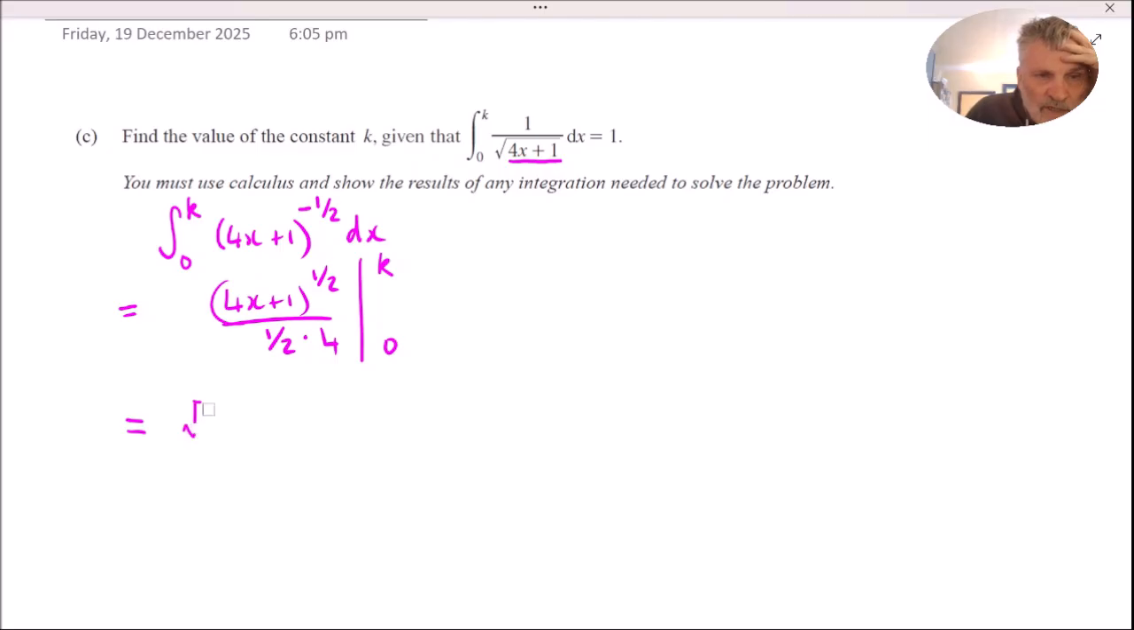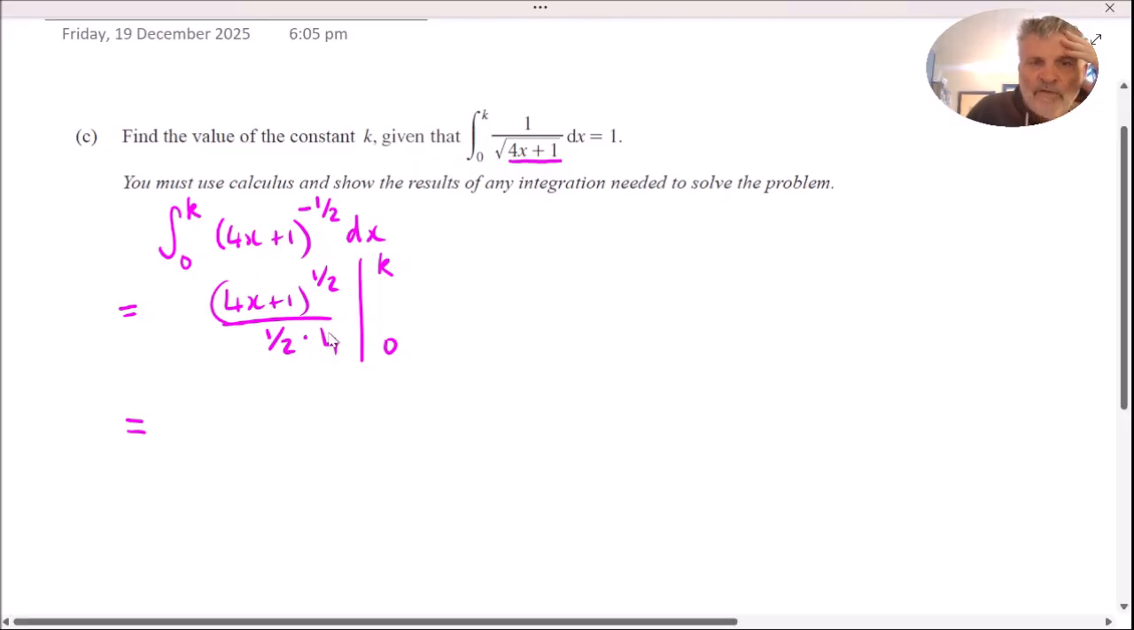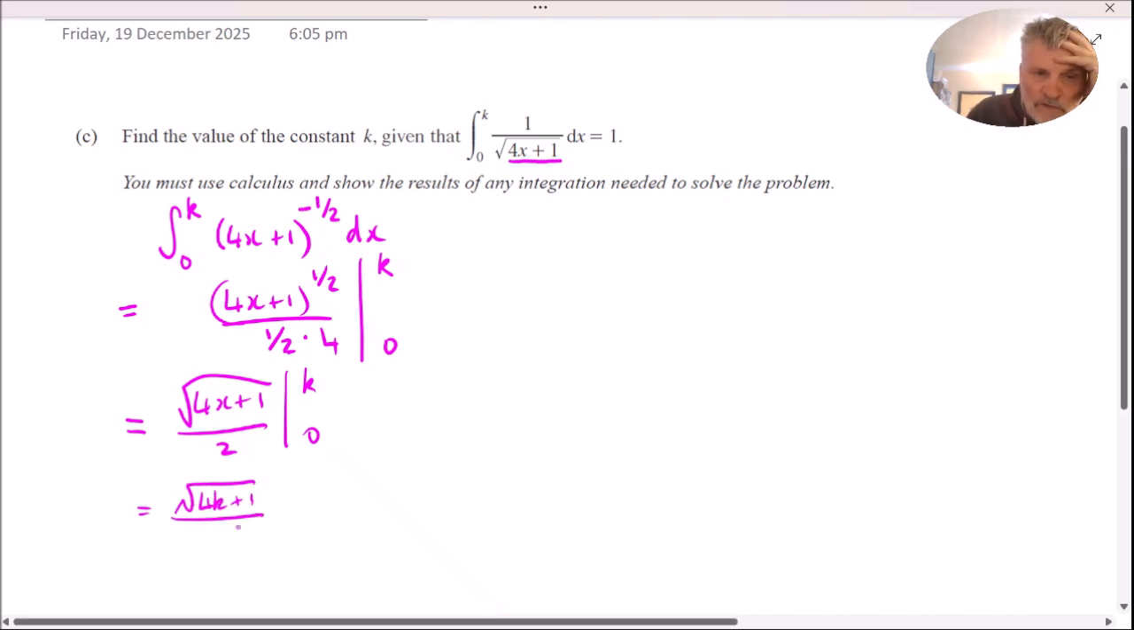You might want to tidy this up. 4 over 2 on the bottom is like divided by 2, so it's the square root of 4x plus 1, over 2, evaluated at k and 0. So it's the square root of 4k plus 1 over 2, and then subtract, put 0 in, get the square root of 1, so it's subtract 1 over 2, and we're told that that's equal to 1.